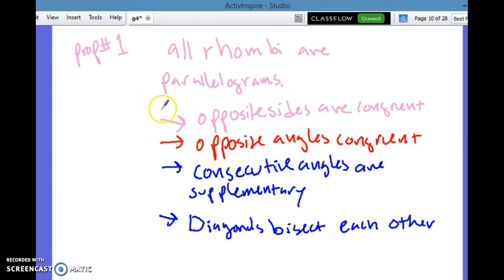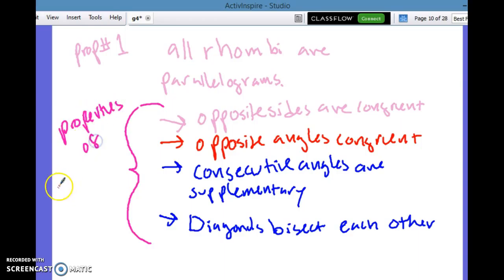Now, if you want to see visuals of all four of these, I'm not going to draw out the picture. You can see my video on properties of parallelograms. I have a whole video that describes and gives diagrams of what these four properties are trying to say. And you'll see that these are really helpful in solving some of the angle measures and side lengths inside of a rhombus as well.